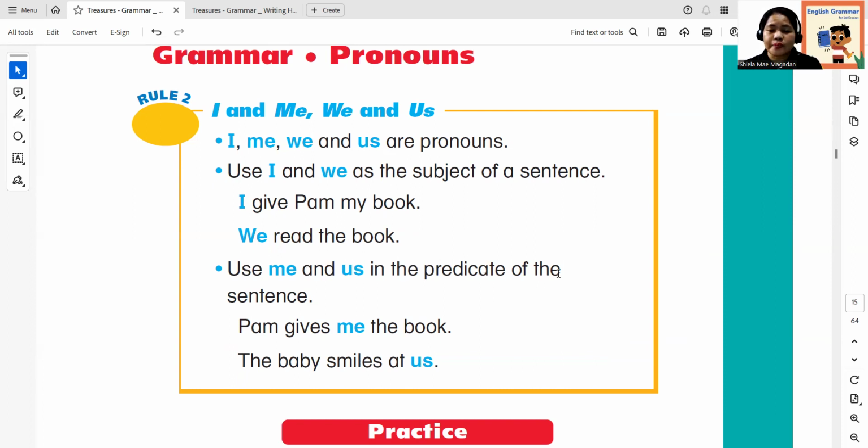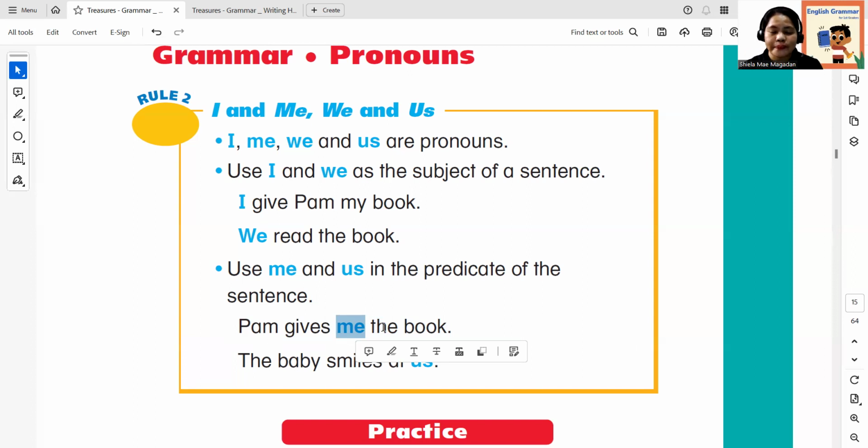Use me and us in the predicate of the sentence. Okay, once more, me and us in the predicate of the sentence. Pam gives me the book. All right, so you cannot say Pam gives I the book. Once more, what is a predicate? A predicate is a clause in a sentence that contains a verb. So Pam is the subject, and this is the predicate: gives me the book.